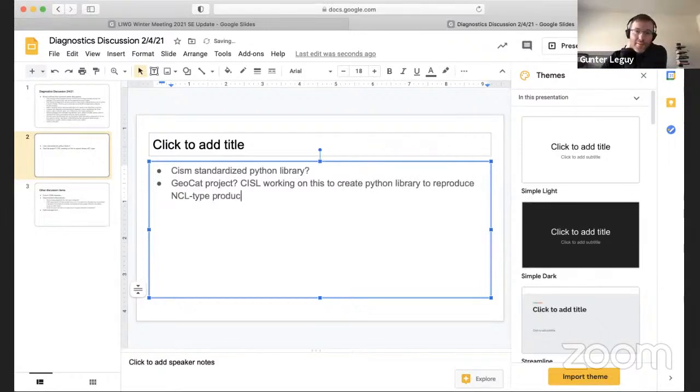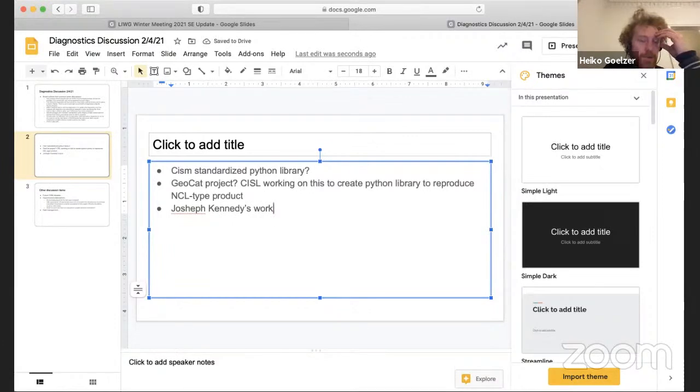Heiko, go ahead. I don't know if anybody remembers it, but Joseph Kennedy, during ISMIP6, worked on a set of scripts that would produce something like a standard atlas of ice sheet model output. This was part of a larger set of tools that they developed for ice sheet evaluation and verification. I forgot the name of that, but so LiveKit, voila. So that may be something to hook up to.